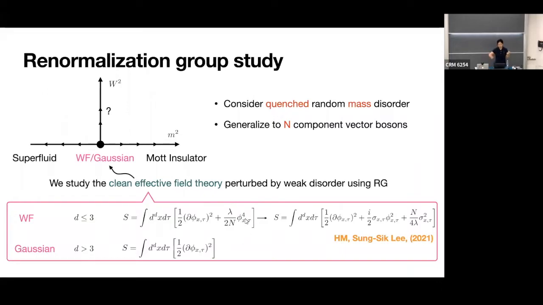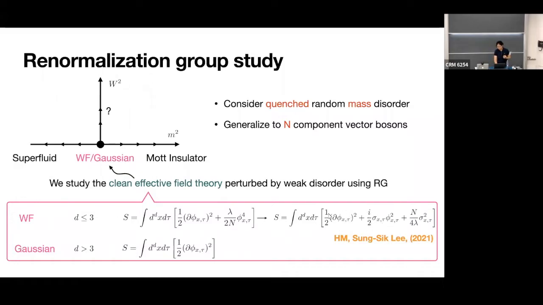So below three dimensions, this quartic interaction is relevant. So this UV action can finally approach the IR Wilson-Fisher fixed point. Or directly, we can just write down the IR action for the Wilson-Fisher fixed point.